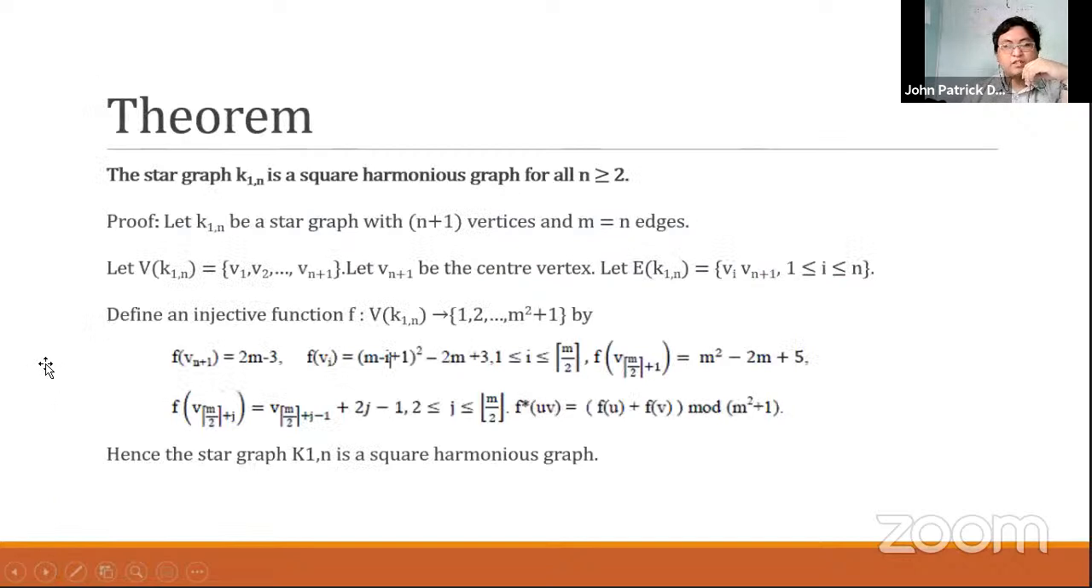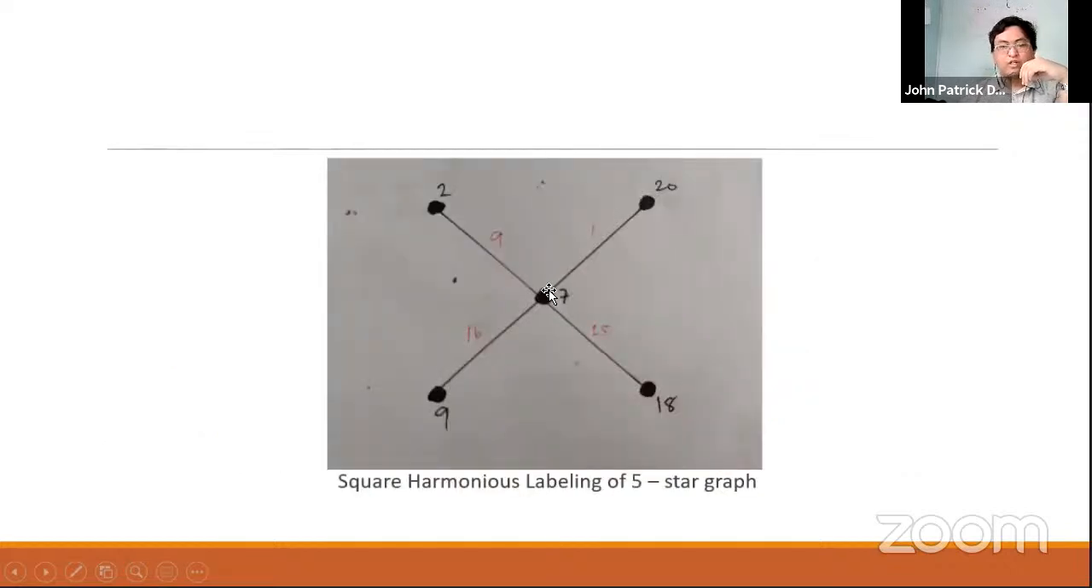The next theorem is that the star graph K sub 1,n is a square harmonious graph for all n greater than or equal to 2. It is the same idea, but of course the algorithm is different. I will not discuss this much, but to visualize it, here is an example of a 5-star graph with central vertex 7, and other vertices 22, 9, and 18. As you can see, the edge labels are perfect squares.